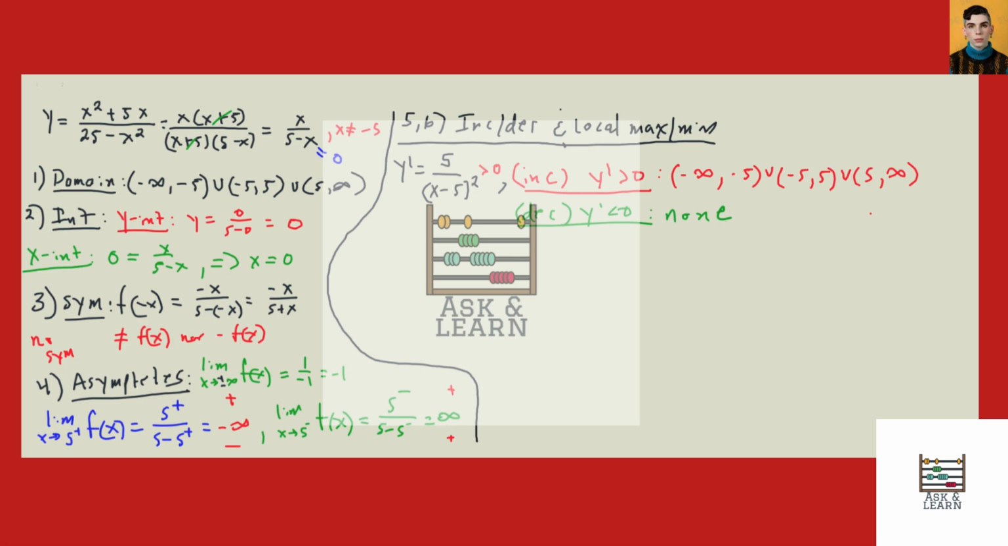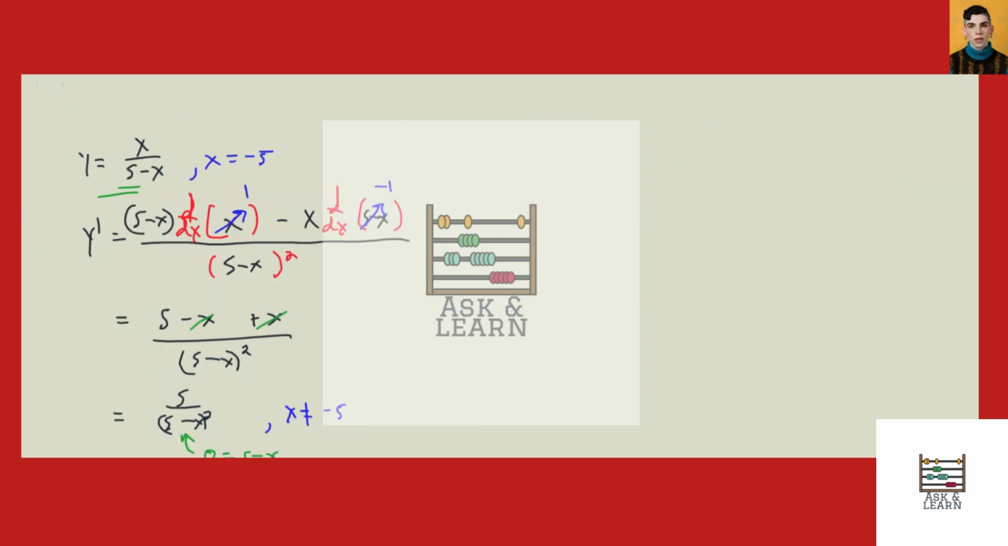All right. And so then also because of that, we can go ahead and say no local max/mins. All right. Now the last thing they say we should do is look for concavity, as well as our inflection points. So that means we want to look at what y double prime is equal to. So let's go back over to that page and try to take the derivative of the first derivative.